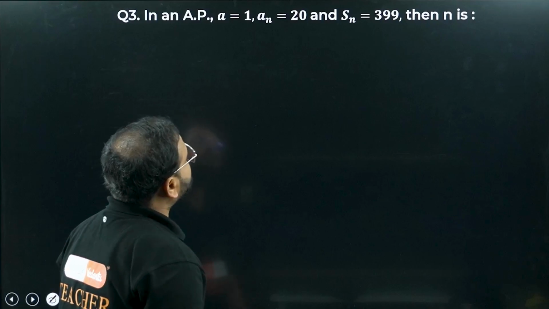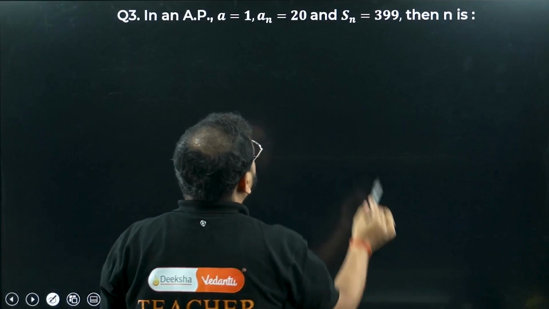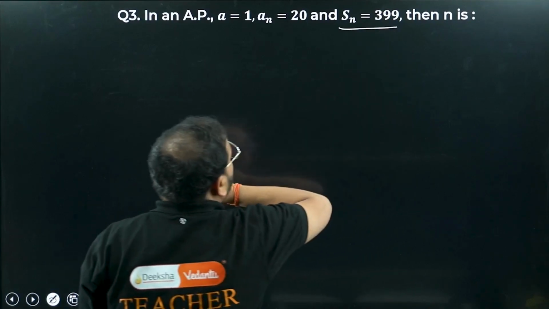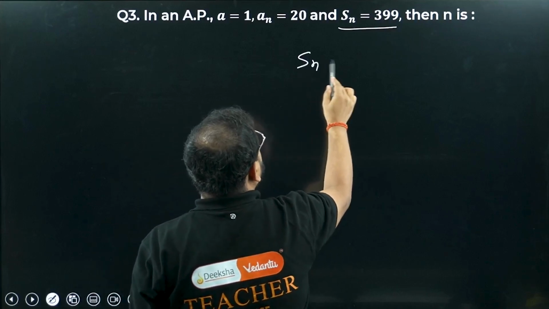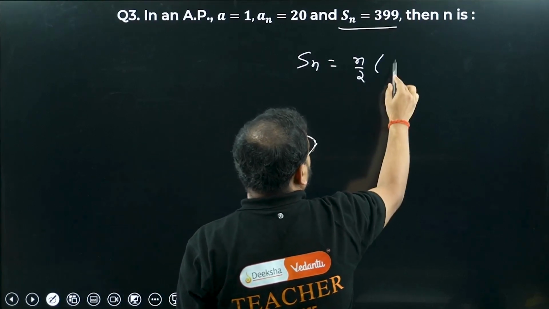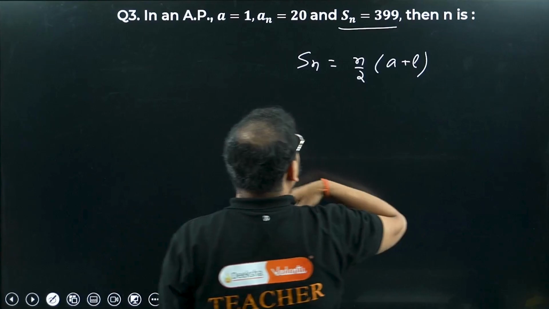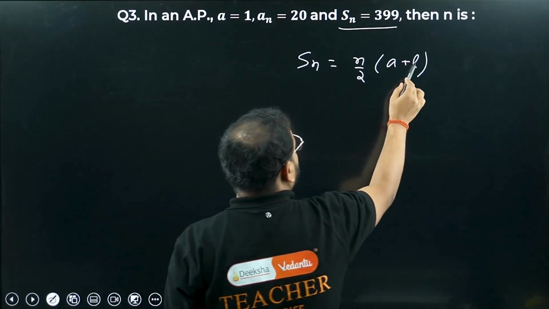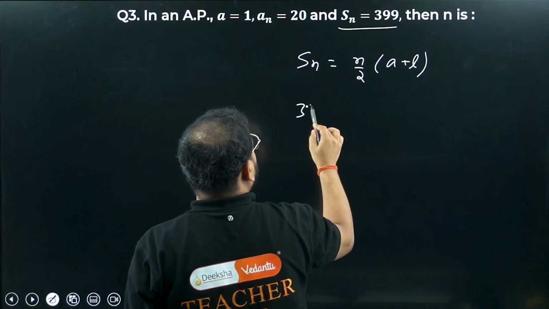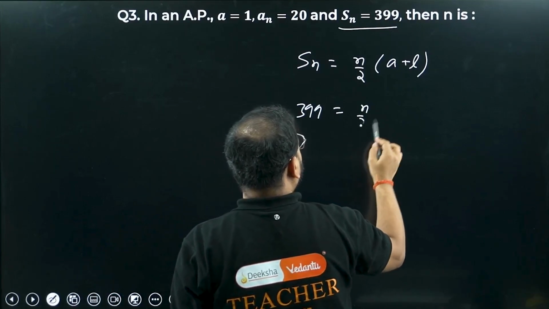In an AP, a equals 1, an is 20, Sn is 399. Then what is n equal to? Formula for Sn is n by 2 times (a plus l). The last term, what is Sn going to be? 399. n by 2. What is a? a is 1.